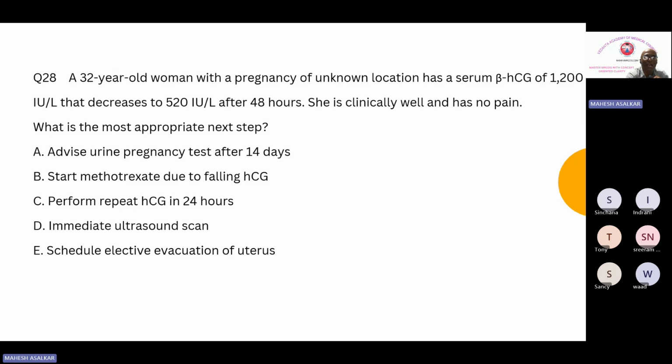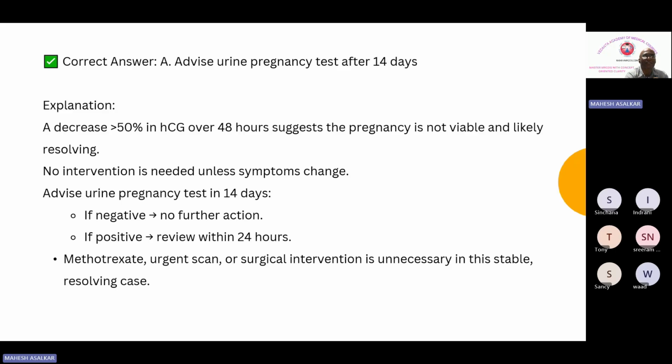So here, remember after abortion it is 3 weeks, but here it is after 2 weeks. Here we are dealing with a falling PUL. So advise urine pregnancy test after 14 days. A decrease of more than 50% in beta HCG over 48 hours suggests the pregnancy is not viable and likely to be resolving. No intervention is needed unless symptoms change. Advise UPT in 14 days. If negative, no further action is required. If positive, review within 24 hours. Methotrexate, urgent scan, and surgical evacuation are unnecessary in this case.